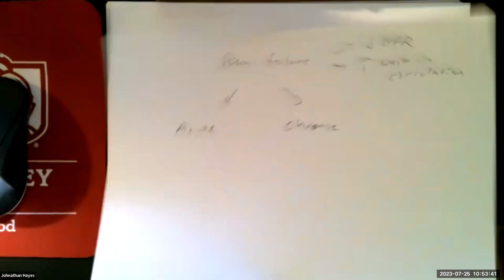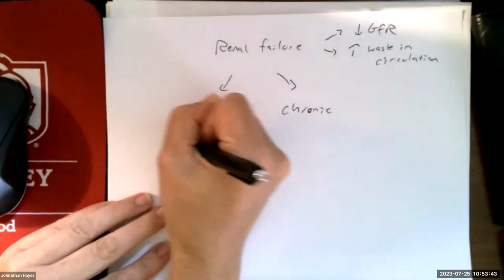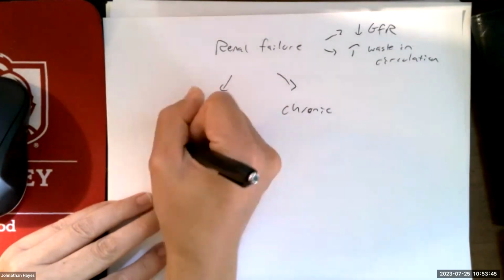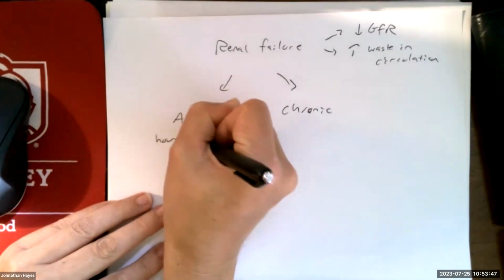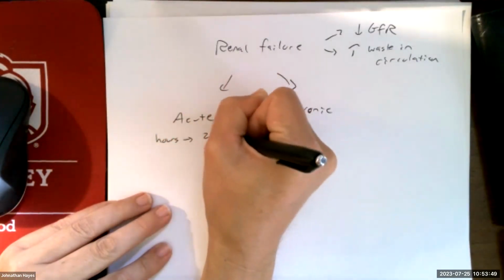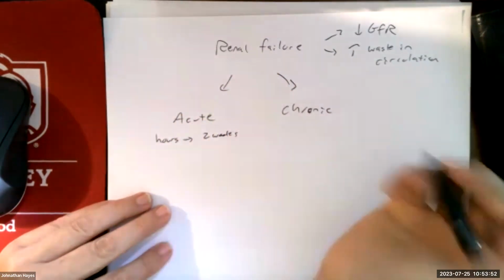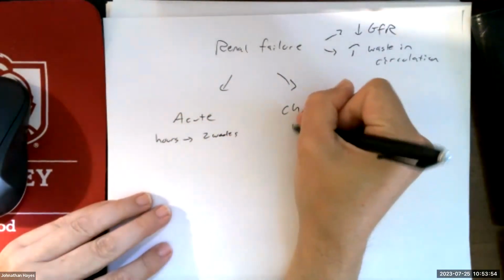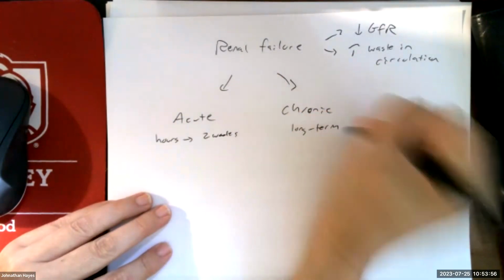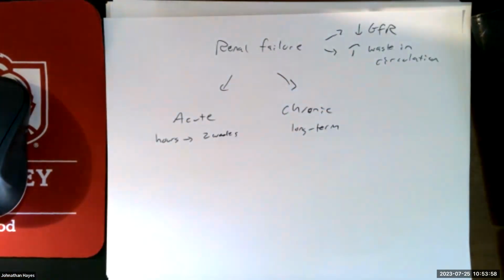But again, acute, I think this would occur over hours to days, maybe even weeks. So let's just put hours to 2 weeks, something like that. That would be most common. Chronic would again be long-term. This is a long-term condition. So you can have acute renal diseases like infection, right? You can have chronic renal diseases like autoimmune disease, right?